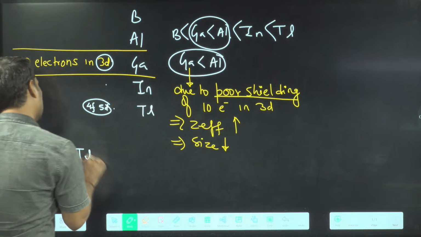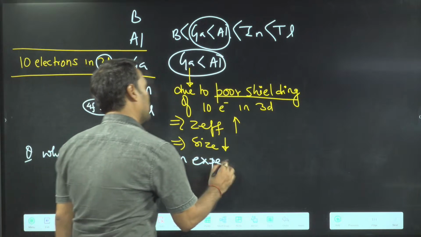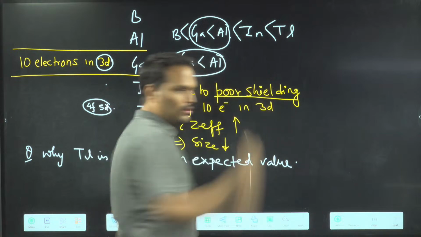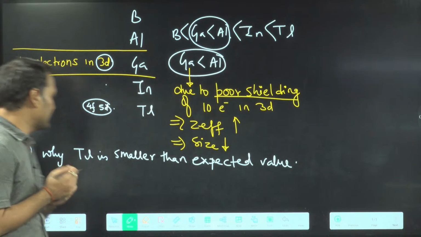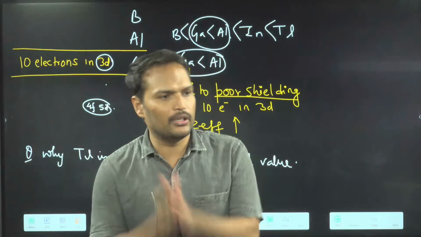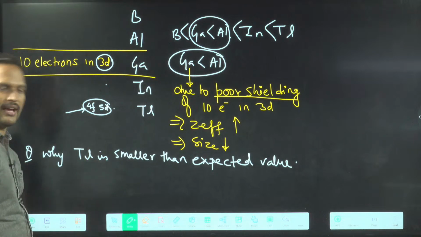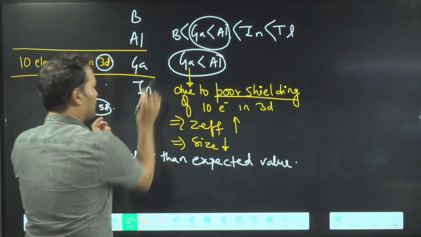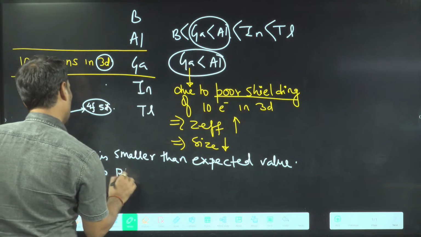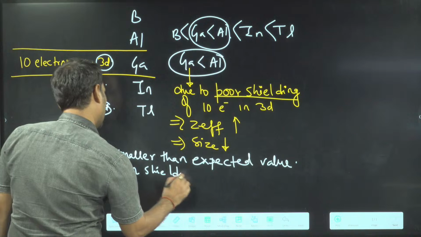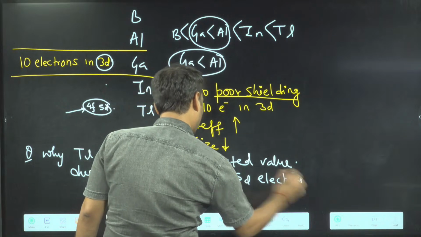Why is thallium smaller than the expected value? What will you tell? Two questions we will do here. If I ask you one question, why is thallium smaller than the expected value? What will you say? Again, same logic, sir, due to poor shielding of 4F and 5D. So its size decreases. Still, it is a bit bigger than indium, but the size is less. So what will you say? Due to poor shielding of 4F, 5D electrons.